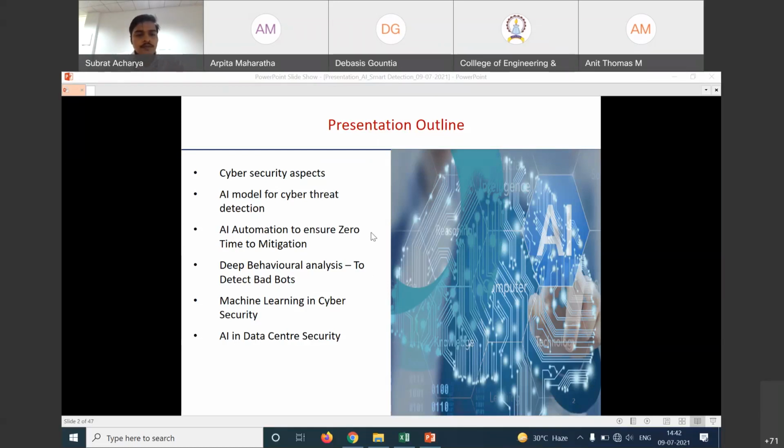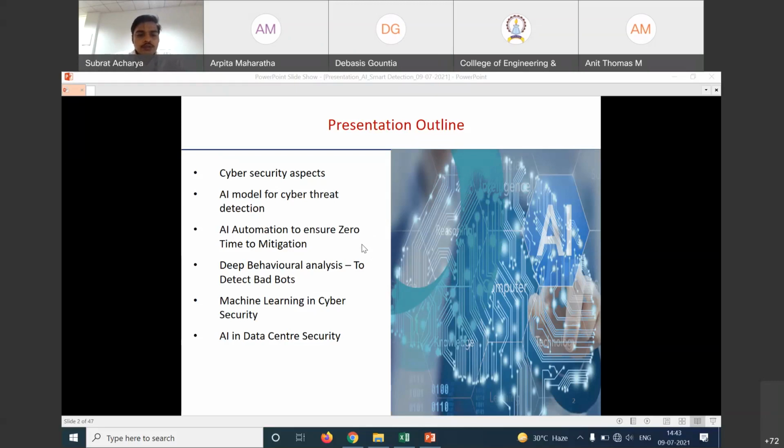So towards that, AI helps us to minimize this time so that we can ensure error free, security threat free operation is going on across the internet domain.